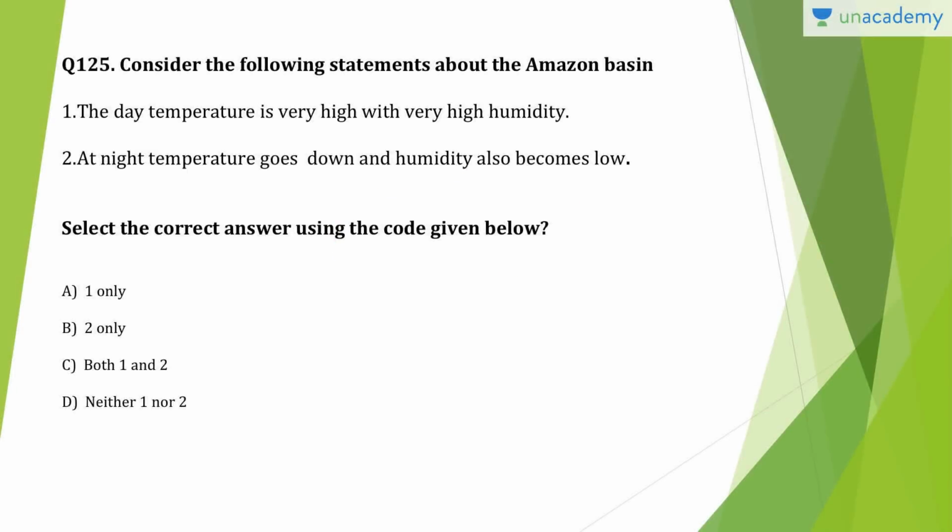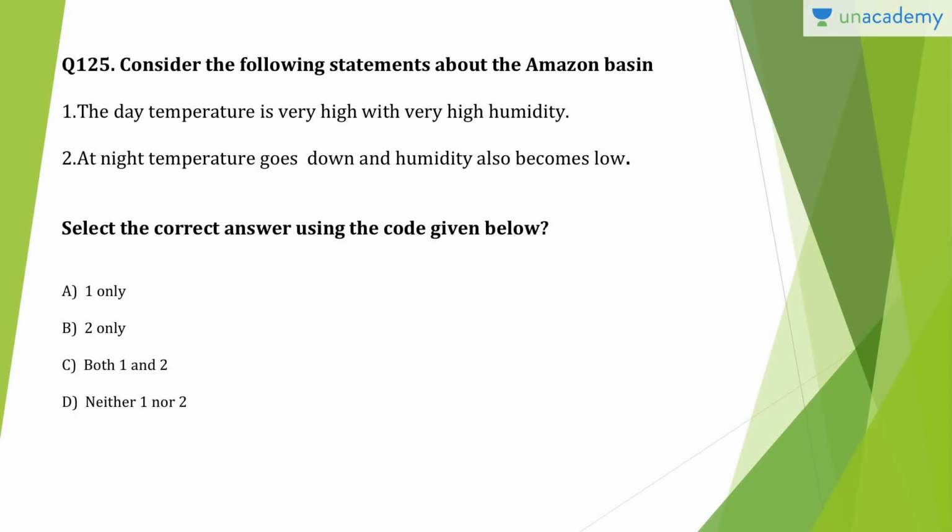Question number 125. Consider the following statements about the Amazon basin. The day temperature is very high with very high humidity. Yes, this is correct. At night, temperature goes down, humidity also becomes low. The humidity will never go down in an equatorial rainforest. Humidity will remain high throughout the day. Night does not matter. It can rain at any time. But obviously, temperature has to go down at night.